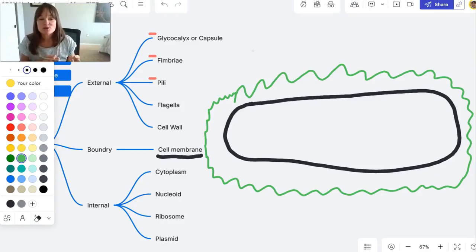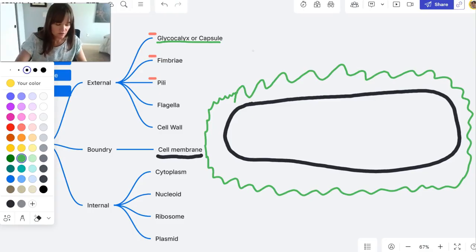The capsule also can hide the bacteria from the immune system, which we'll learn about when we get to that topic. So it plays a number of important roles, and that's why we're learning it in the course right at the beginning, actually, of the course. Let's highlight the glycocalyx or capsule in green, so we know that that structure correlates to the green.